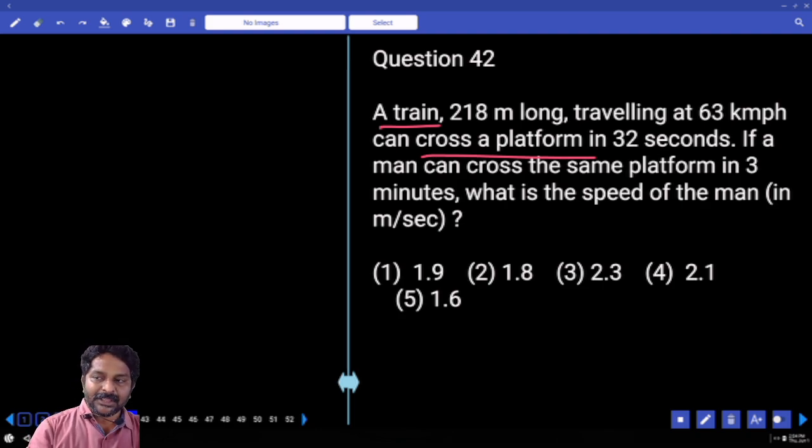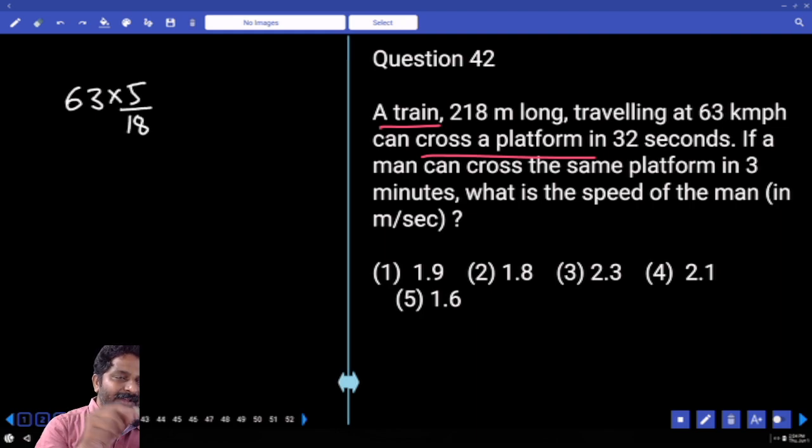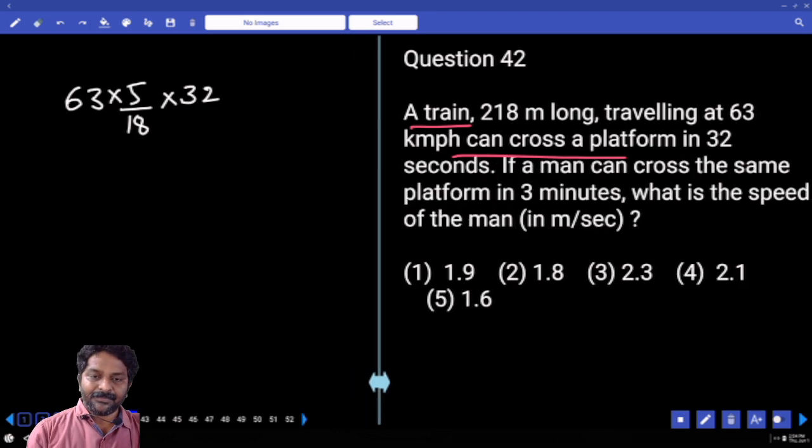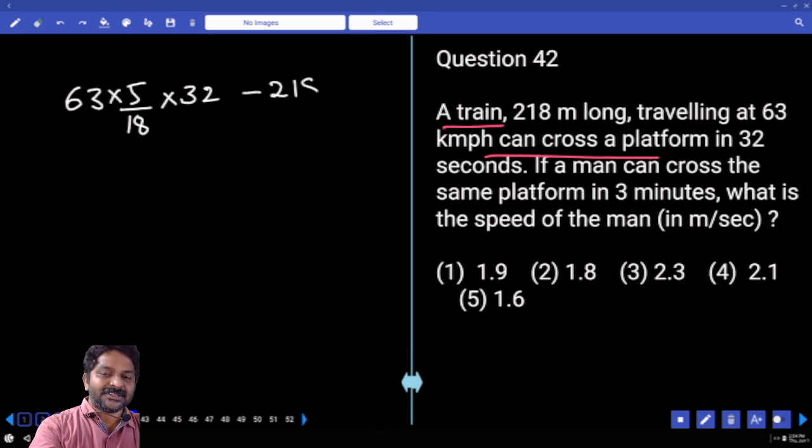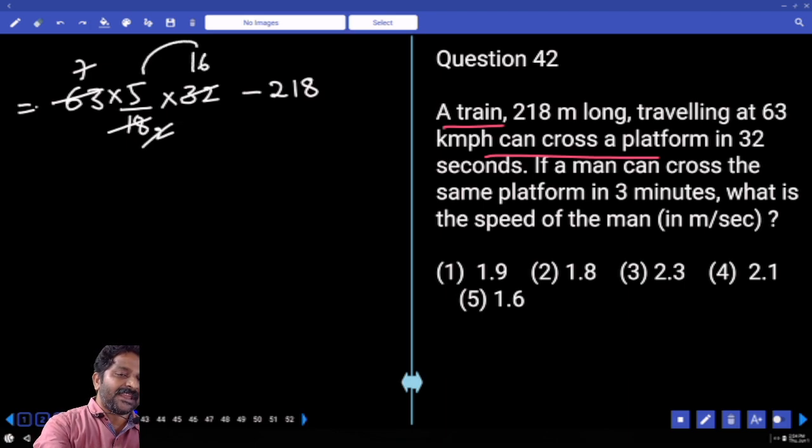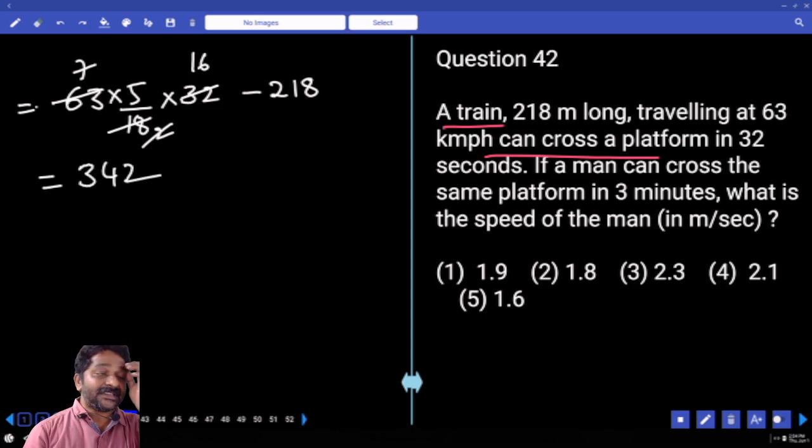Distance is equal to speed into time. Speed 63 km per hour, convert into meters per second: into 5 by 18, into time 32 seconds. This is the distance covered, which includes train length and platform length. From that, if you subtract the train length, which is 218, this gives you the platform length. Let's calculate this. 9 7s, 2 2s, 16 16s, 5 is 80. 80 into 7, 560. So from 560, if you subtract 218, how much do you get? 342. This is the platform length.